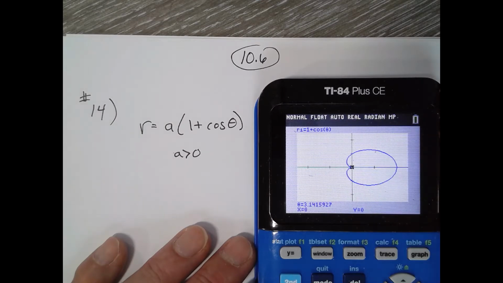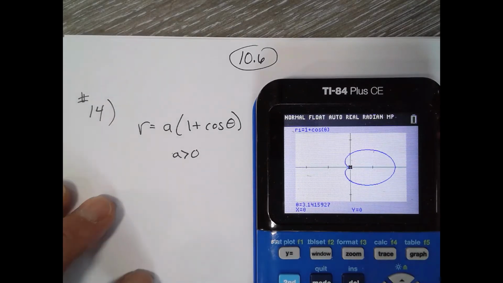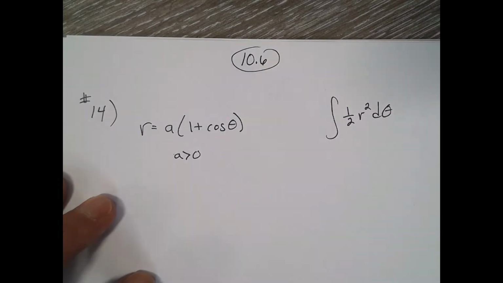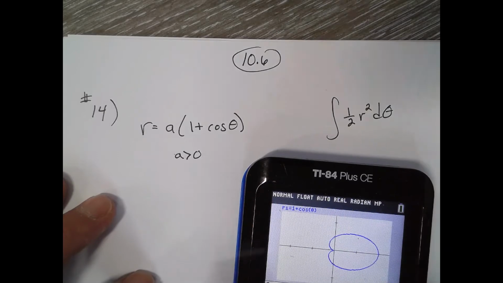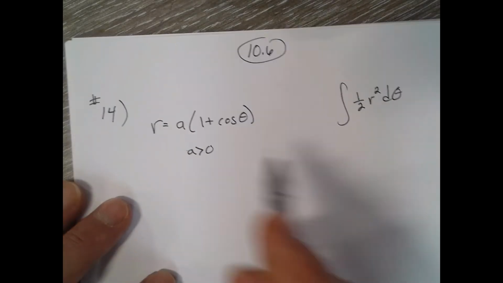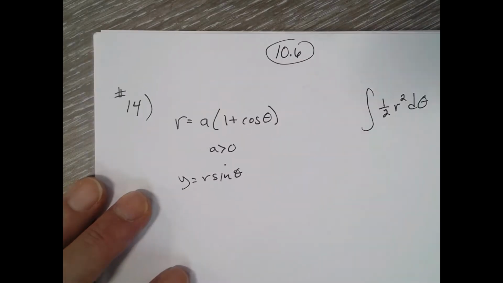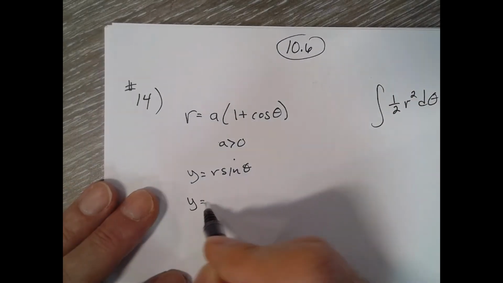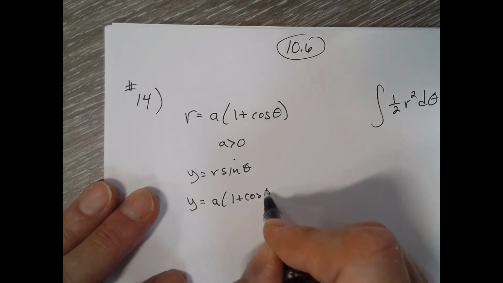Okay, so I need to know from here to here analytically. That occurs when y is 0. Y is 0 right there, and y is 0 right there. So it's on the horizontal axis. So if you find y, which is r sine theta, y here is a times 1 plus cosine theta times sine theta.